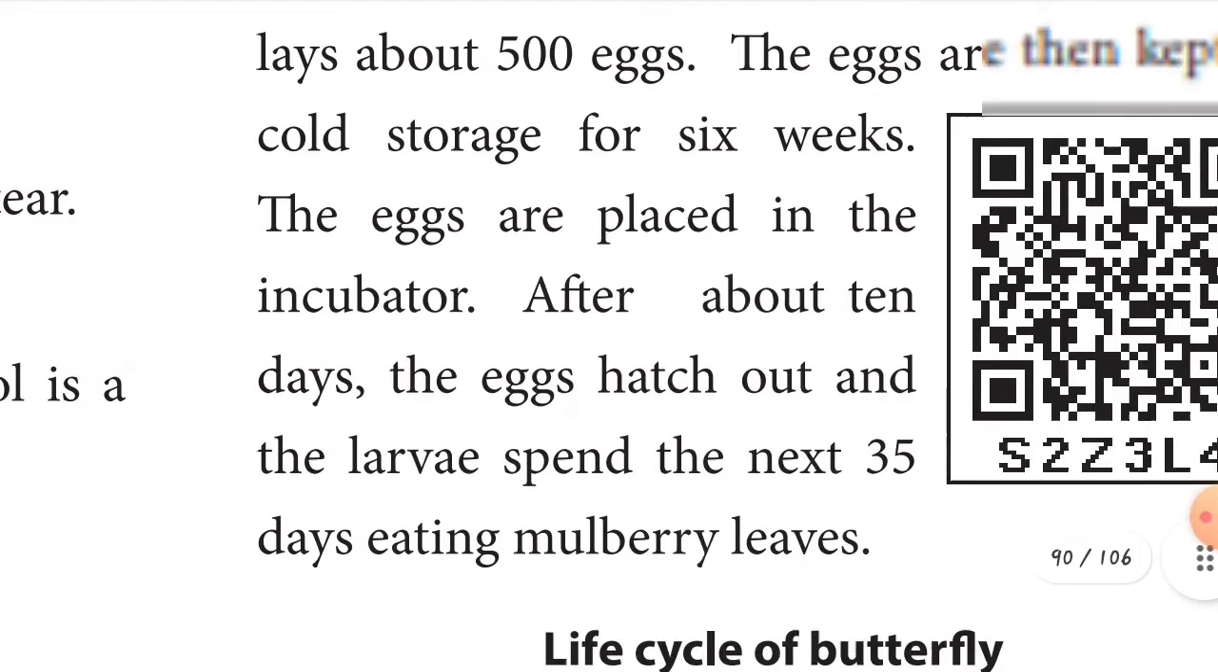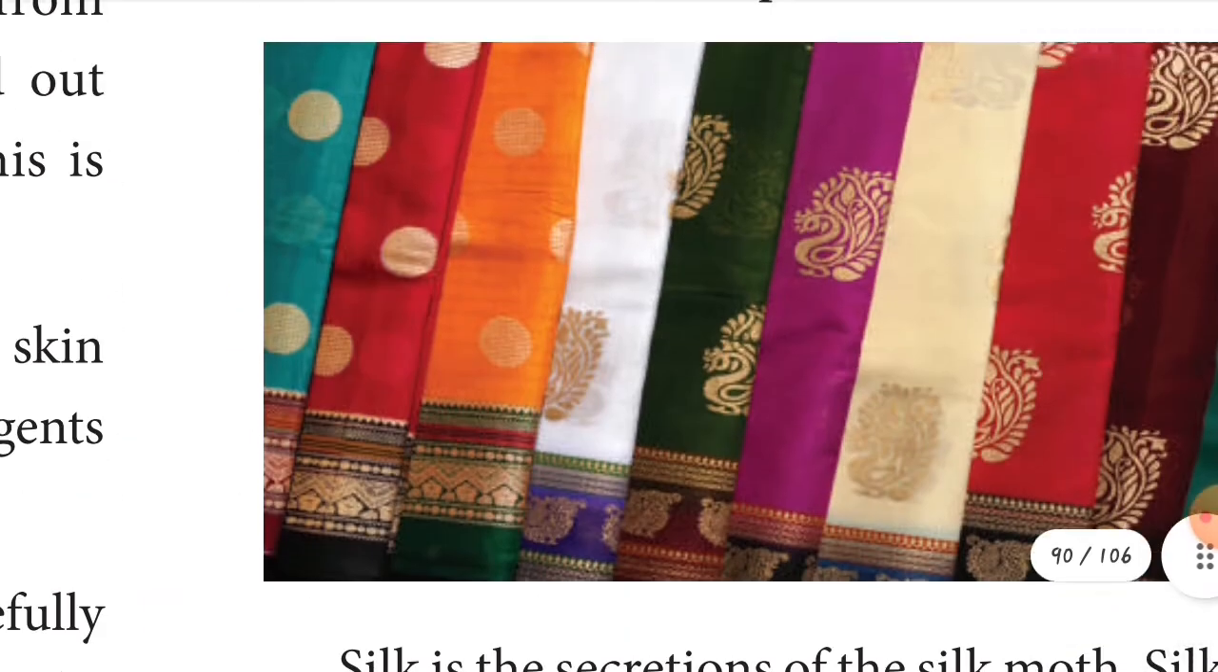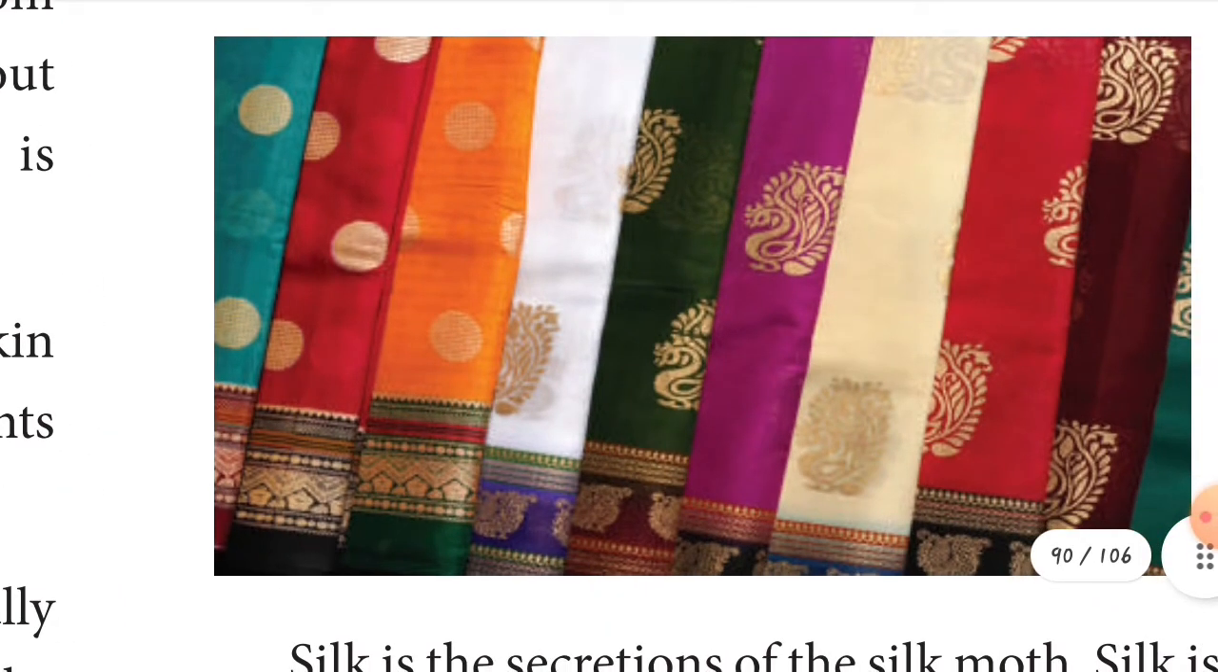And see the next nice picture. See this picture, children? Very nice sarees, no? Yes, silk sarees. Have you ever attended a marriage function, children? What type of clothes do the bride and bridegroom wear, children, all of you? What is it made of? Yes, silk. Silk is the secretion of the silk moth. Already you know, silk is obtained from the cocoons of the silkworm, which feeds on mulberry leaves.